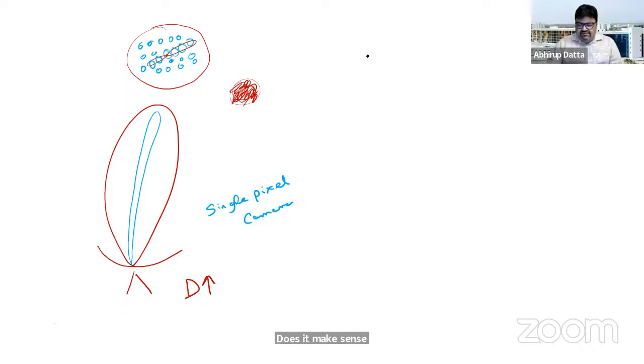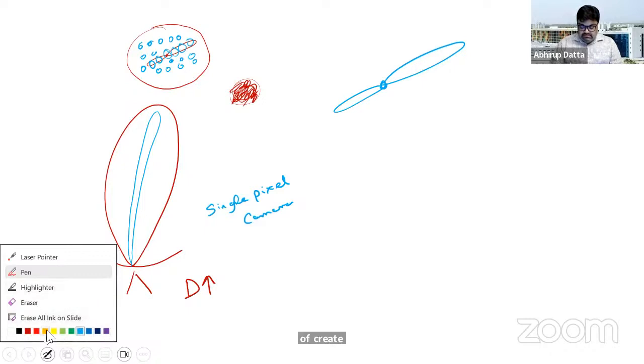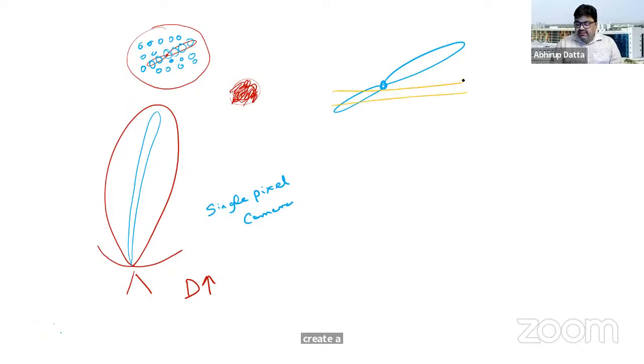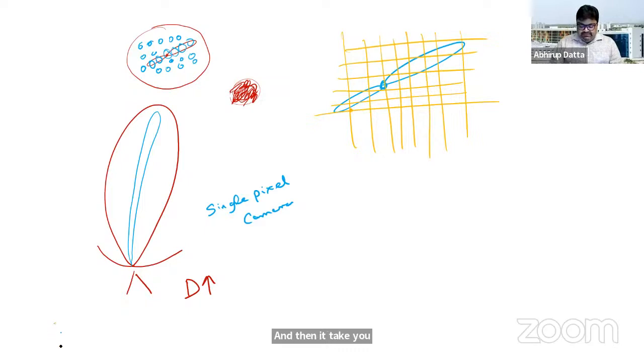So you have your source. Let's do it in a proper way. And what you do is you create a grid across this, right? And then you take your antenna to each of these cells and take one reading. Understood? So assuming your each cell size is corresponding to the antenna field of view.